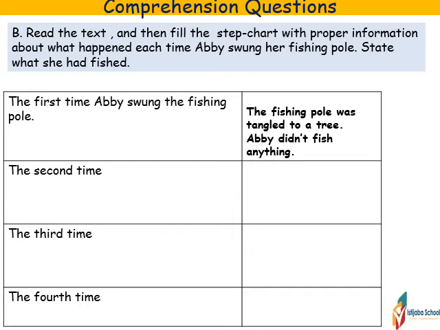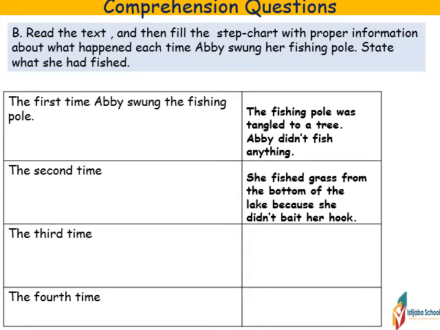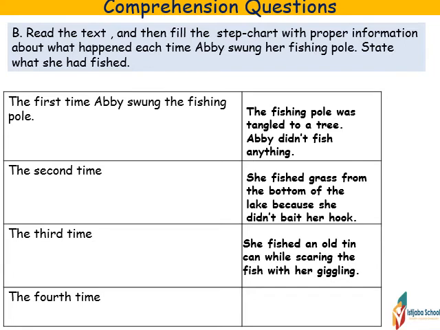The second time, she fished the grass from the bottom of the lake because she didn't bait her hook. The third time, she fished an old tin can while scaring the fish with her giggling. The fourth time, Abby fished a muddy sneaker.